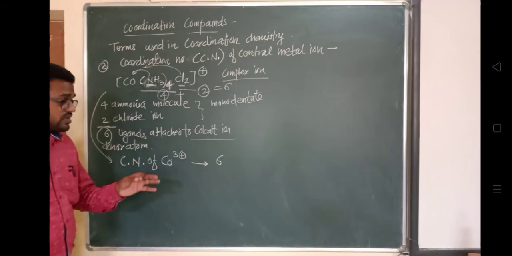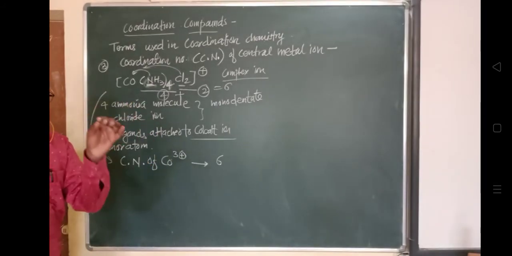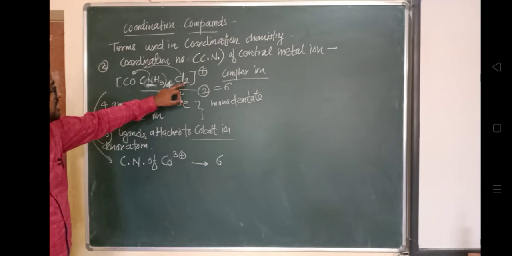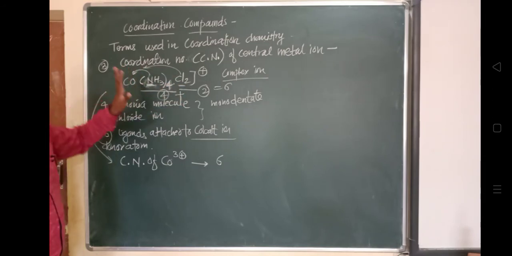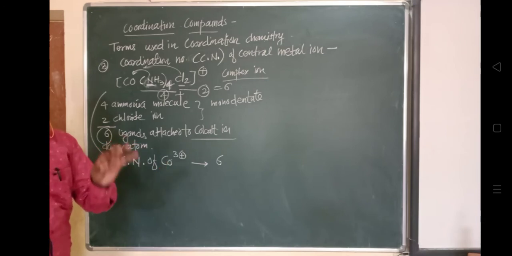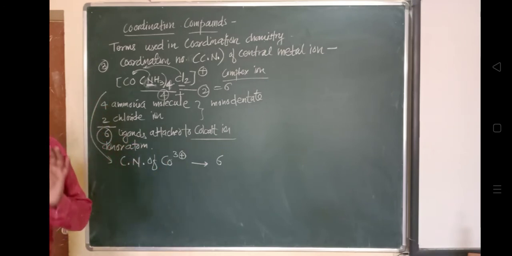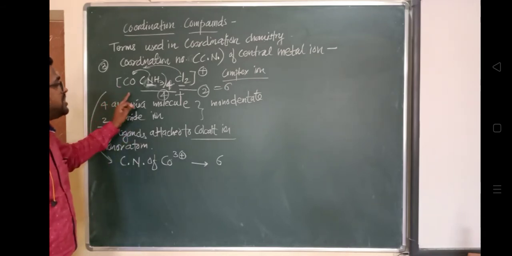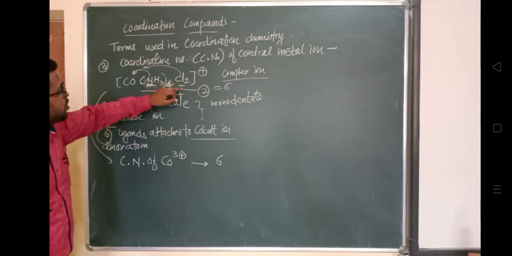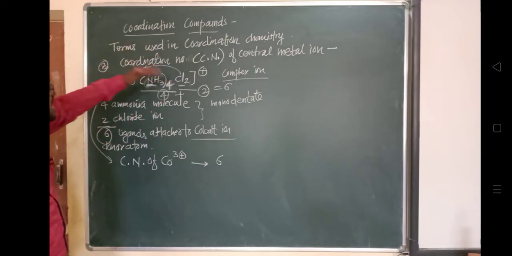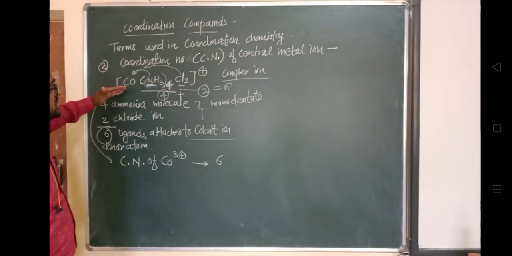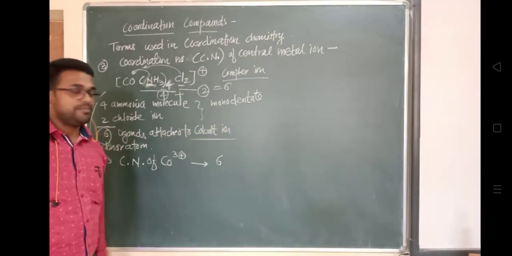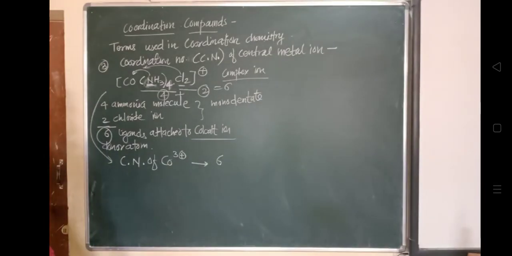Let us take another example. Consider a bidentate ligand. Right now the ligand was a monodentate ligand. Now consider a bidentate. In a bidentate, there will be 2 atoms that can contribute. Consider a bidentate ligand, C2O4 2 minus. Here there are 2 atoms that will donate their electron pair to a central metal ion.